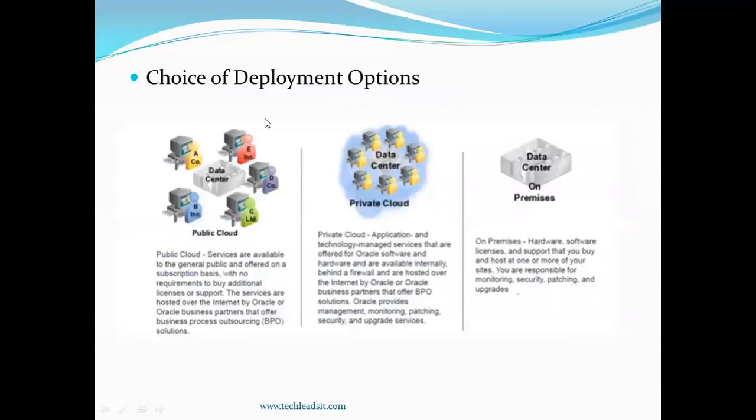Okay. Here we have the choice of deployment options. In the very first slide we could see the best business process and the business platforms. So how are they deployed in our cloud? We have public cloud, private cloud, and on-premise systems. The public cloud is the data center in the middle, the box which contains the data center, and here you could see various business partners, A, B, C, D, E. The data center is completely hosted by Oracle itself.